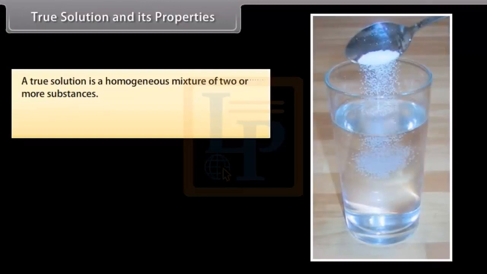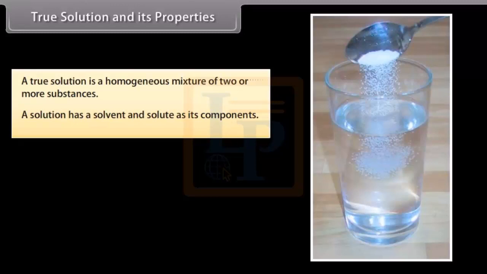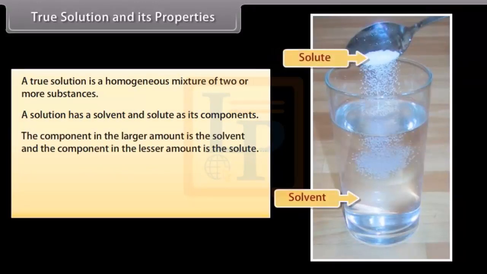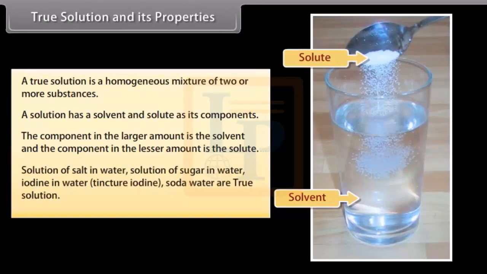True solution and its properties. A true solution is a homogeneous mixture of two or more substances. A solution has a solvent and solute as its components. The component in the larger amount is the solvent, and the component in the lesser amount is the solute. Solution of salt in water, solution of sugar in water, iodine in water, tincture of iodine, soda water are true solutions.